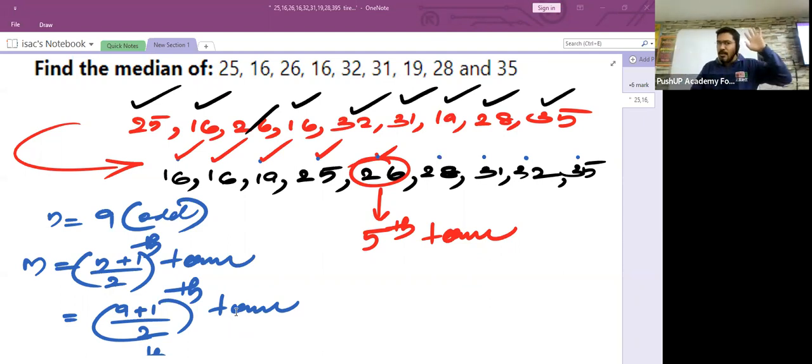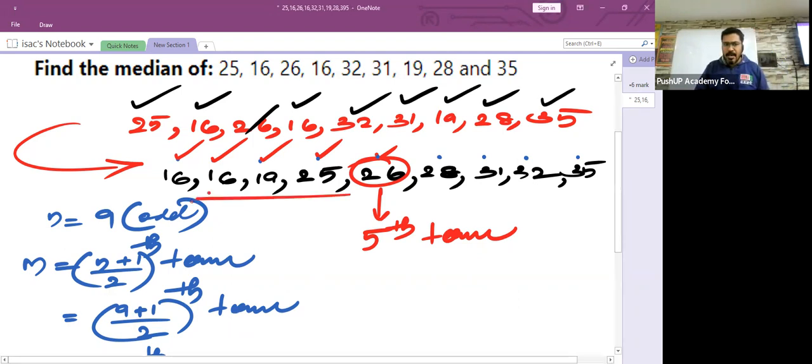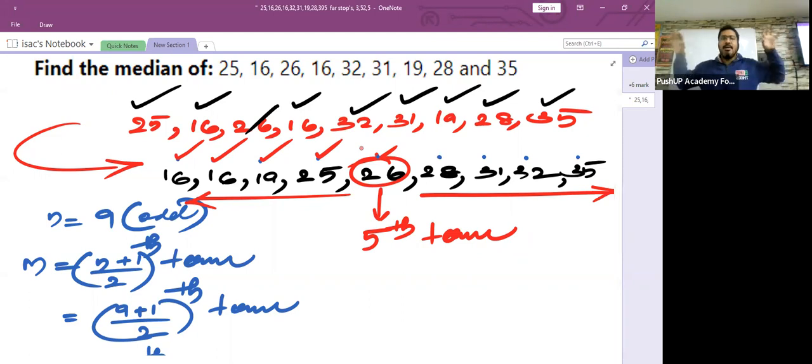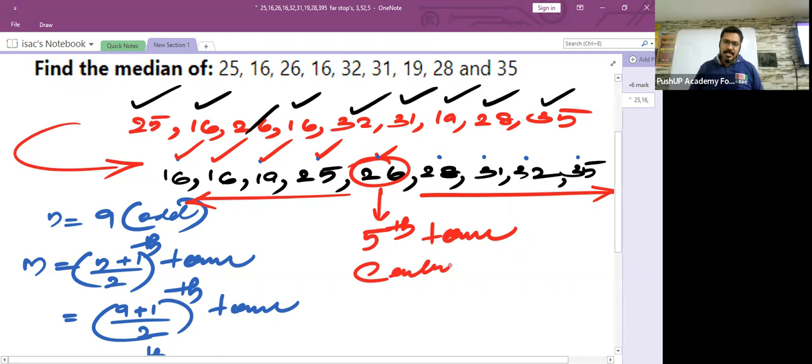Children, I told you the median value is 26. Towards the left-hand side of 26, can you tell me how many observations are there? 4 observations are there: 16, 16, 19, 25. Towards the right-hand side of 26, how many observations are there? 4 observations are there: 28, 31, 32, 35. So can't I say 26 comes exactly in the middle of all the other remaining observations? Can I say 26 is the central value? Do you all agree with this, children?